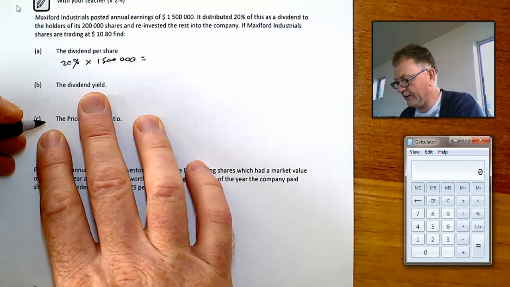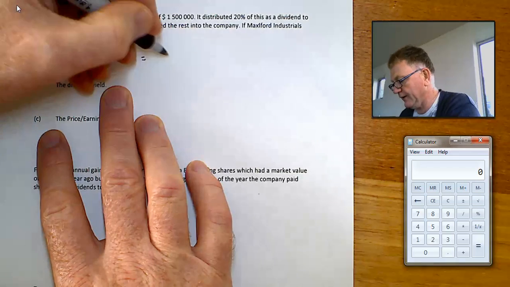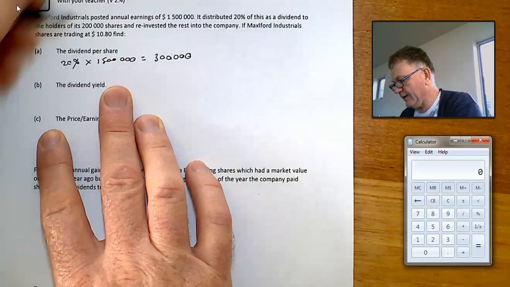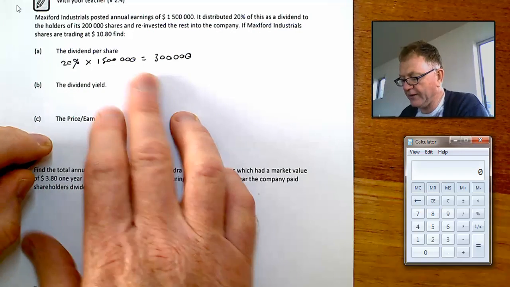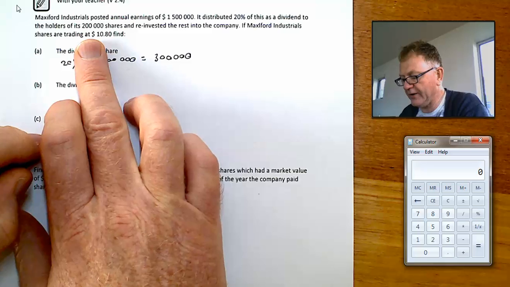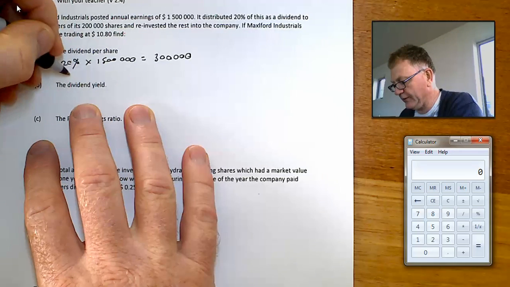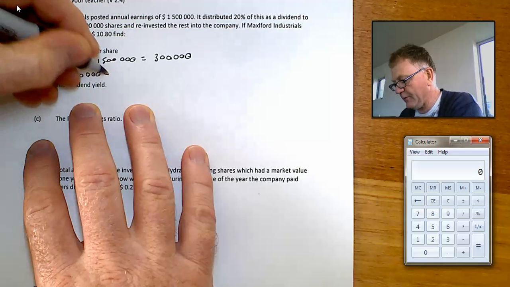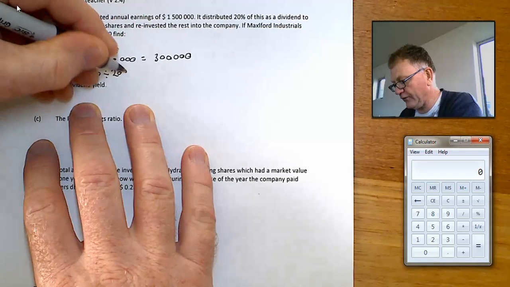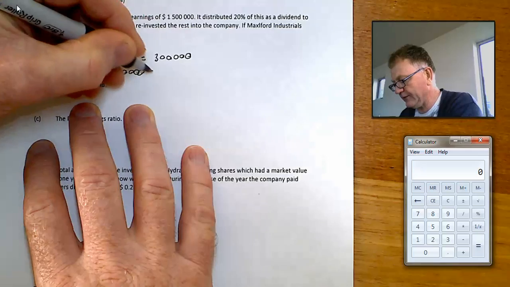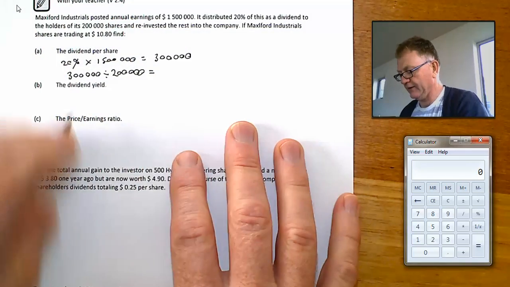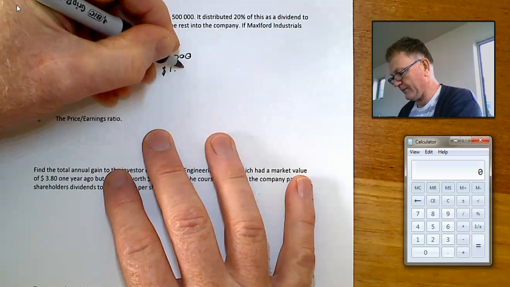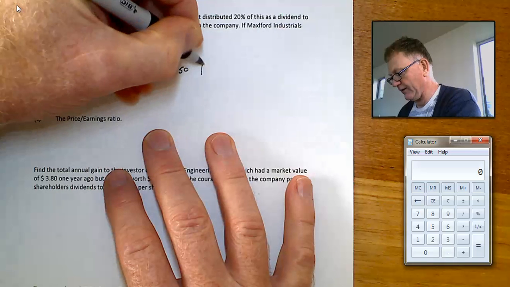And on the calculator you can work that out to be 300,000. And that money is going to be shared amongst 200,000 shareholders. So what we want to do is divide 300,000 up amongst 200,000 different shareholders, and if you do that on your calculator, we'll get $1.50 per share.